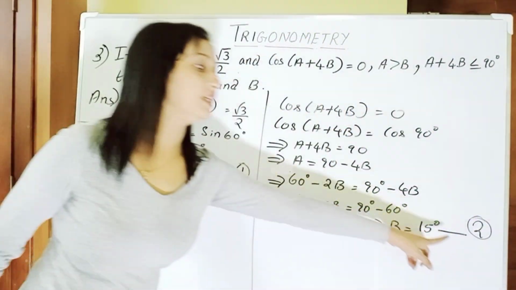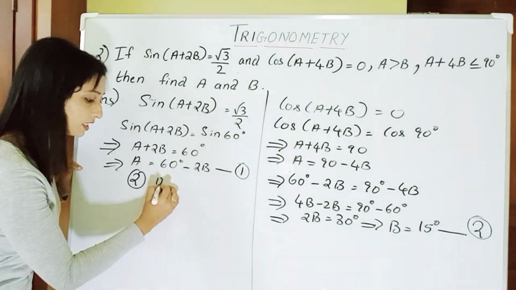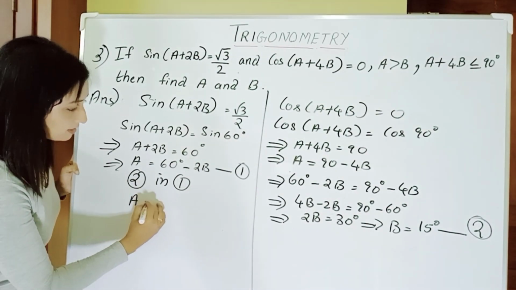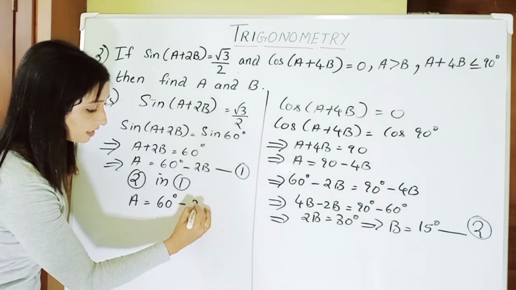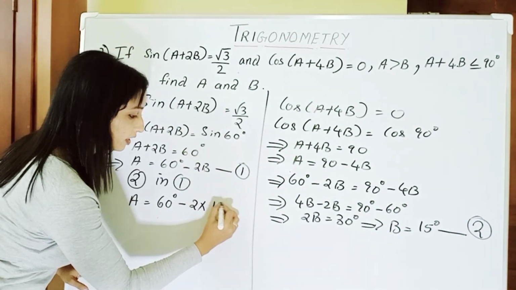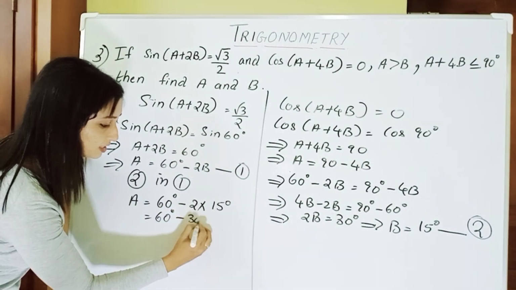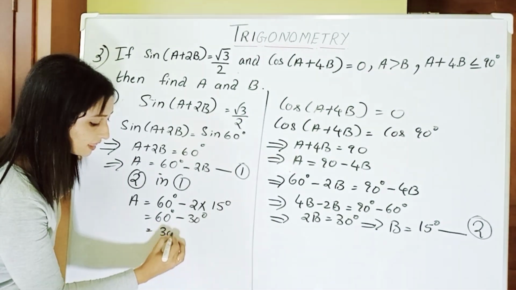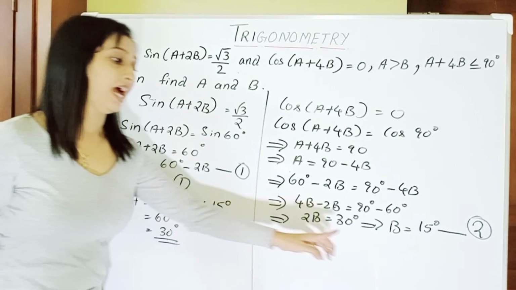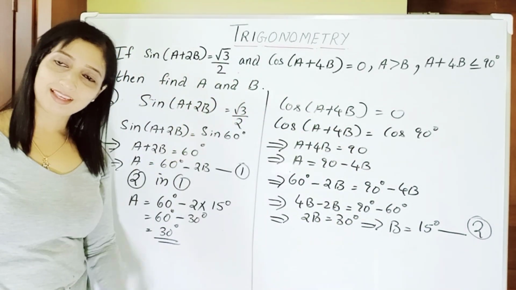Now let's substitute 2 in 1. So putting 2 in 1, what do I get? a is equal to 60 degrees minus 2 into b. I have got b as 15 degrees. So I write it as 60 degrees minus 30 degrees, which is 30 degrees. So I got the answer a as 30 degrees and b as 15 degrees, which was our question, to find the angles a and b.